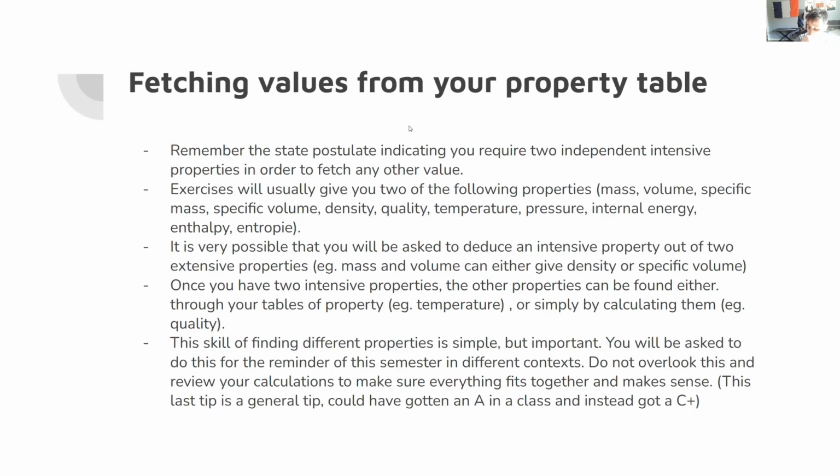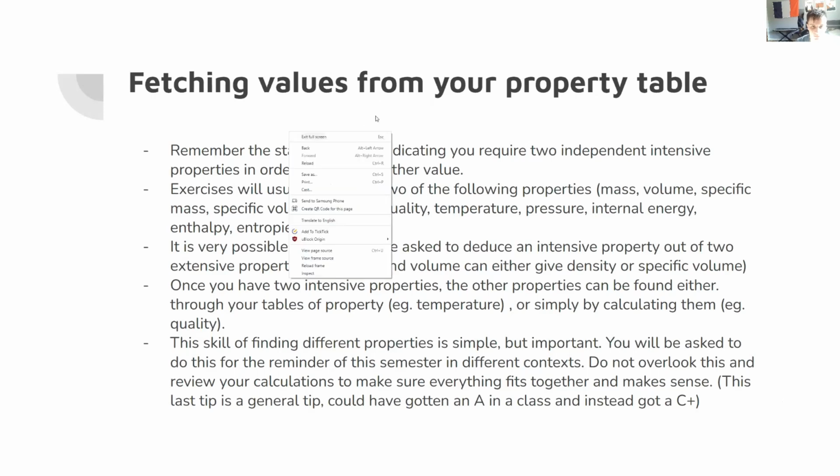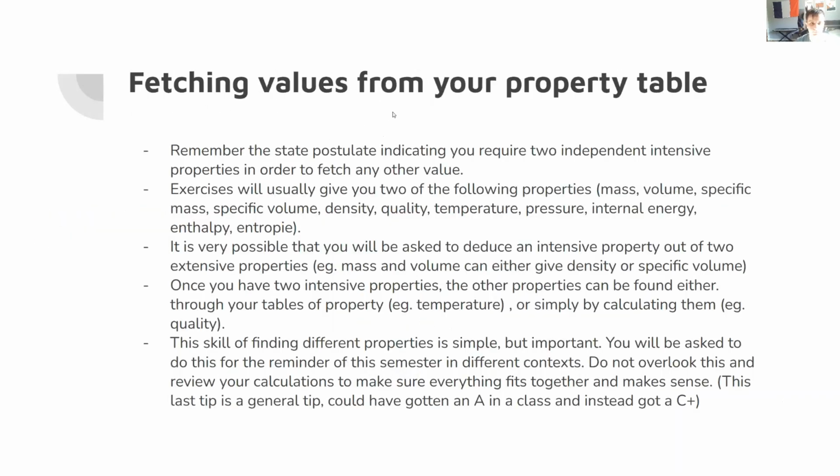And remember the state postulate: you need 2 independent properties to find whatever other properties. So for example, if you have a specific volume and temperature, these 2 properties are independent from one another, and you can find all of the other properties. But as we saw, if you have temperature and pressure and you're in the mixture phase, these 2 are dependent, so be careful, you can't use them.